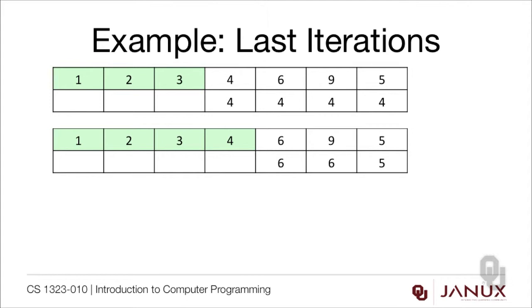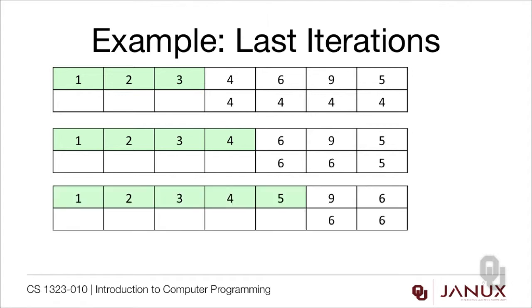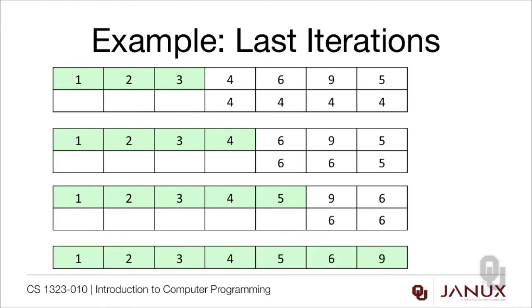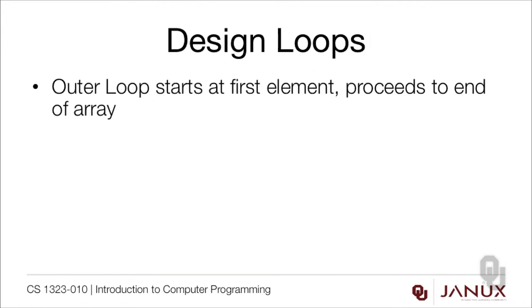6 starts as the smallest, 6 is smaller than 9, and we end up with 5 being the smallest. So 5 and 6 switch positions. And now 9 starts out as the smallest and then 6 ends up as the smallest. And so we end up with the array in sorted order. So let's design the loops now.